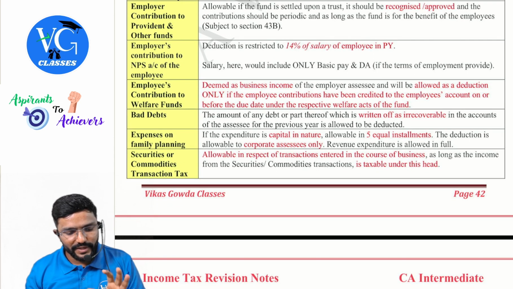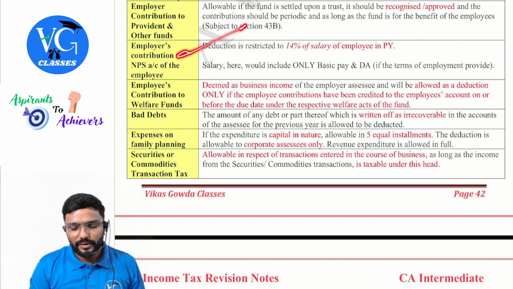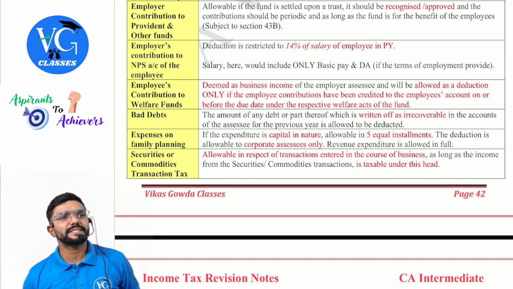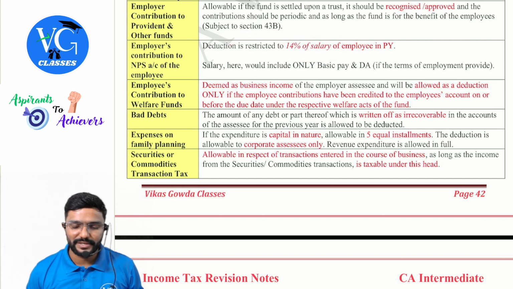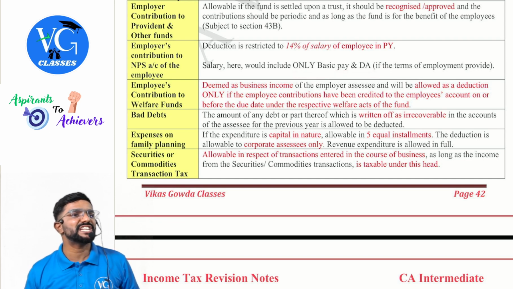Yes. Next, employer's contribution to NPS account of the employee. Deduction is allowed, which is 14% of salary, as per the amendment. Previously it was 10%, now it has been made 14%. And here salary includes only basic pay plus DA, for DA condition attached.